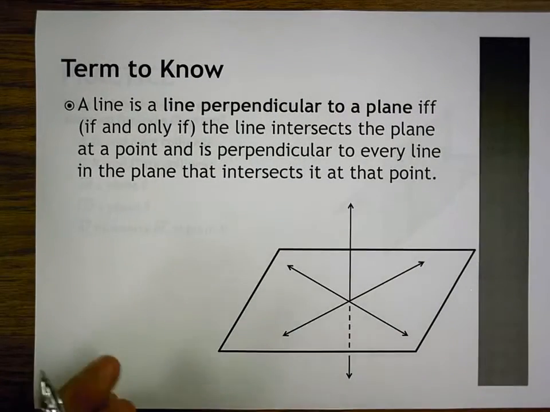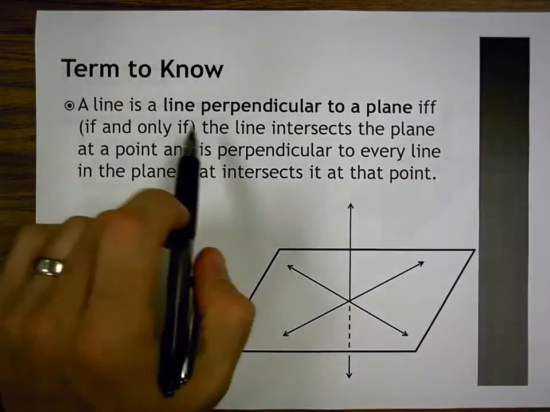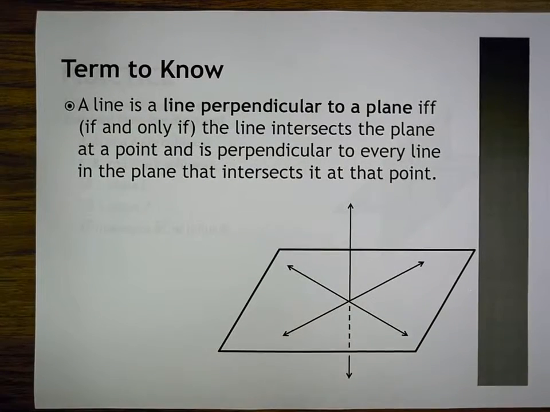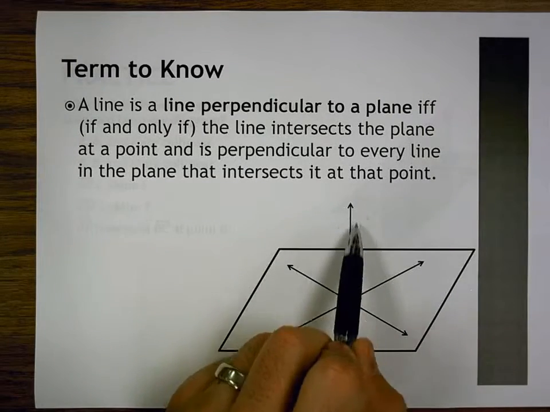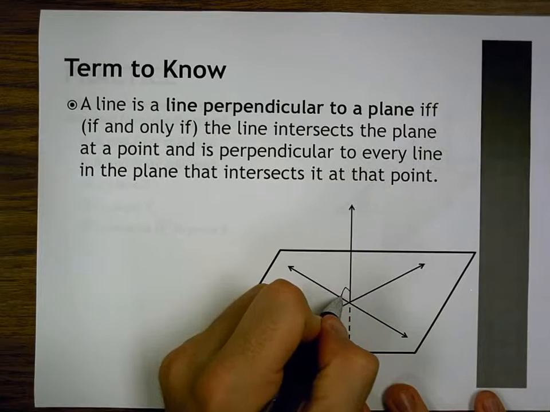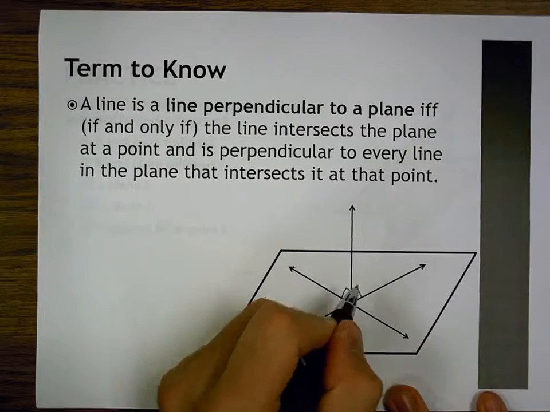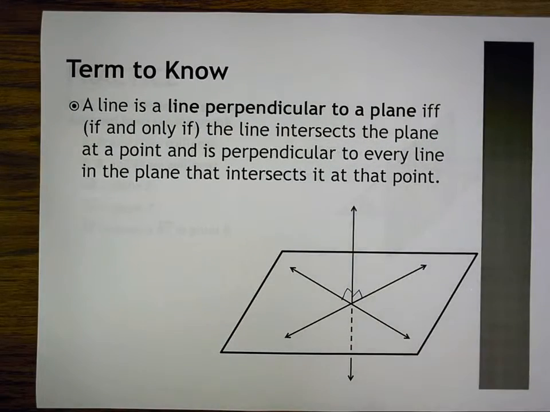Now, we have a new term we're going to work in here, and that is a line perpendicular to a plane if and only if the line intersects the plane at a point and is perpendicular to every line in the plane that intersects it at that point. So the line perpendicular to the plane is the line we're referring to here. Now it has to be perpendicular to any line that would intersect it that's on the plane.